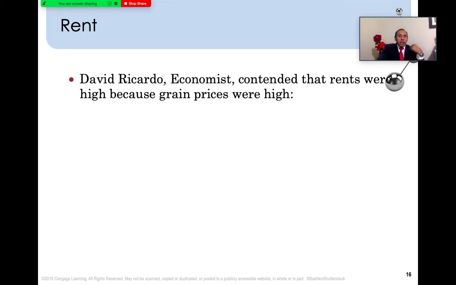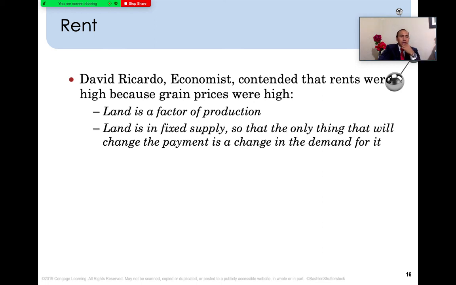Now, David Ricardo, as an economist, contended that rents were not high because grain prices were high. The land is just a factor of the production process, and since it's fixed in supply, in order to charge a higher price for land, it will have to be explained with higher demand. So basically, the high demand for the land made it more valuable, and it increases the price of the land, and it also increases the price of the grain.